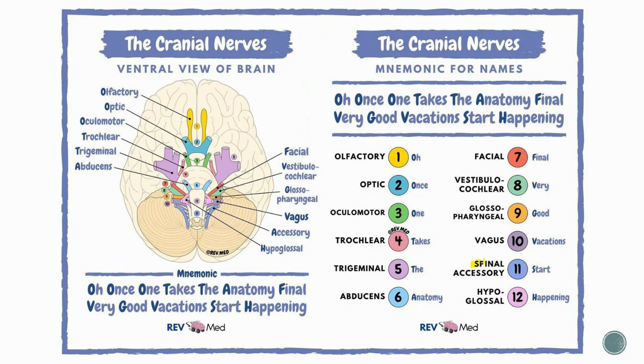Now this one is good here except you need to remove spinal because we just called it the accessory. And so you can say, oh, once one takes the anatomy final, very good vacations are happening. So maybe change the word start because we took out the word spinal. I know that's kind of hard to see, but just change start to are happening. And so this is going to help you remember the order of the names. Okay, so you've got O, T, T. So your mnemonic devices can be very helpful. Okay, so this is just one that you could possibly use.